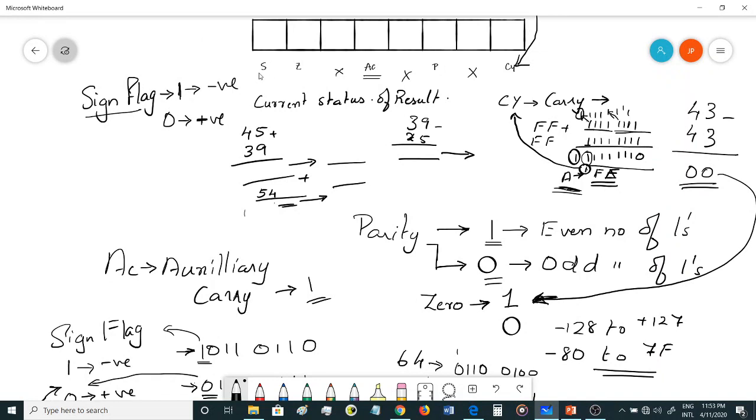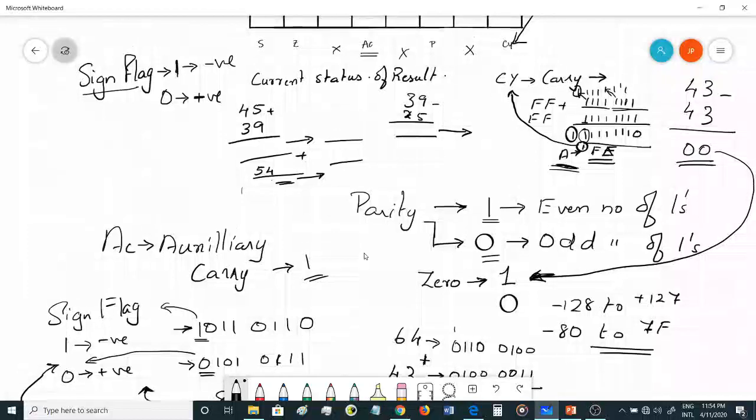Don't get confused. Then comes your sign flag. What does the sign flag do? It just copies the MSB of your result. Whatever the MSB is, it directly copies into your sign flag. If the MSB is 1, it shows that the result is negative. If the MSB of the result is 0, it shows that your result is positive.